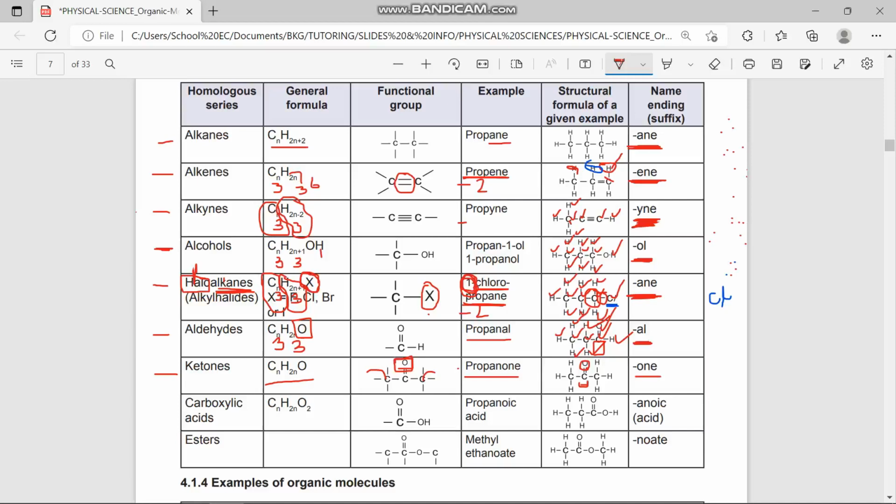And the ending name is "one". Not "al", it's "one". So it's propanone, butanone, ethanone, heptanone, octanone, and so on. That's how it goes.